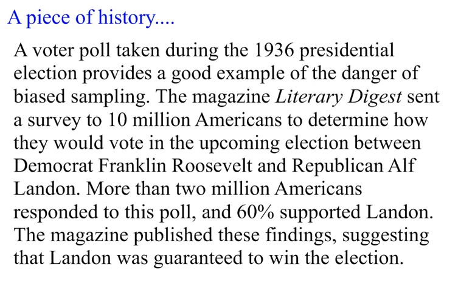So here is just a little piece of history, so I'll read it to you. A voter poll taken during the 1936 presidential election provides a good example of the danger of biased sampling. A magazine called Literary Digest sent a survey to 10 million Americans to determine how they would vote in the upcoming election between Democrat Franklin Roosevelt and Republican Alf Landon. More than 2 million Americans responded to this poll, and 60% supported Landon. The magazine published these findings, suggesting that Landon was guaranteed to win the election.